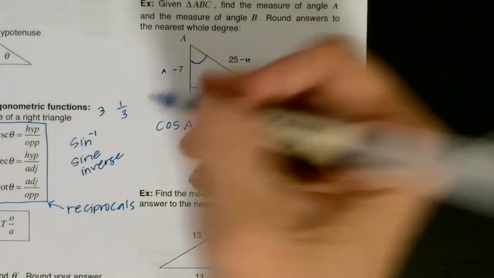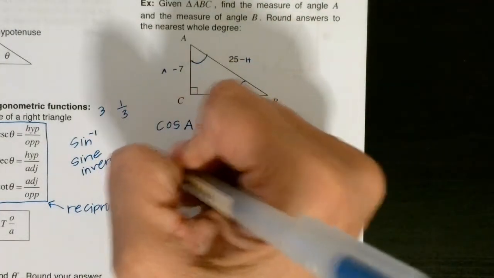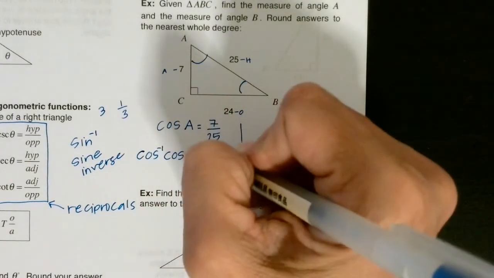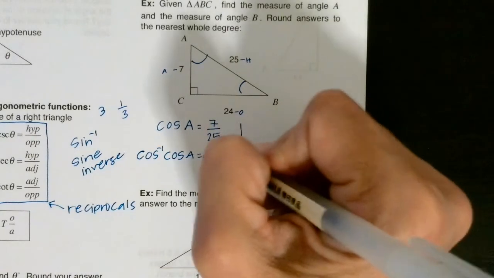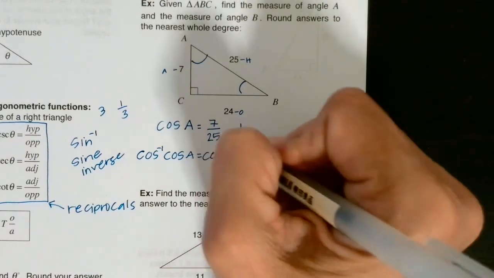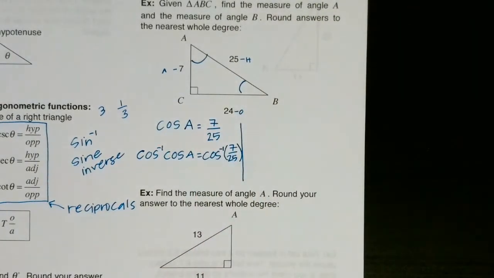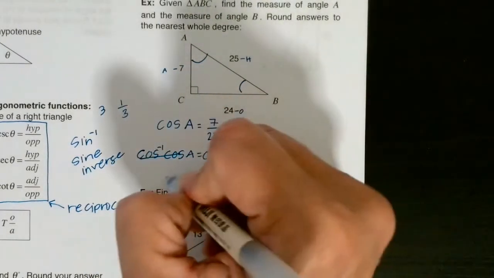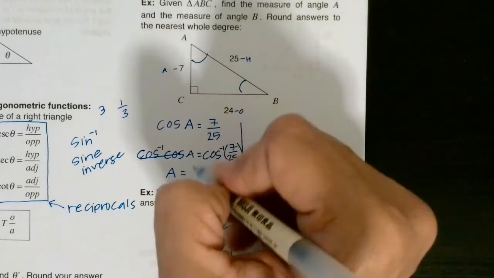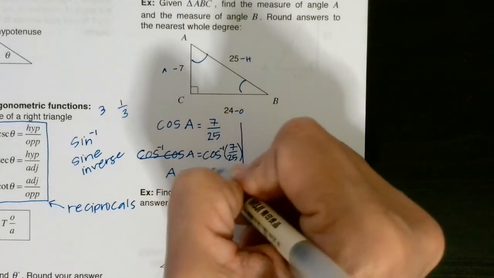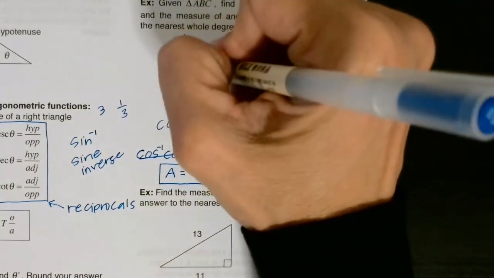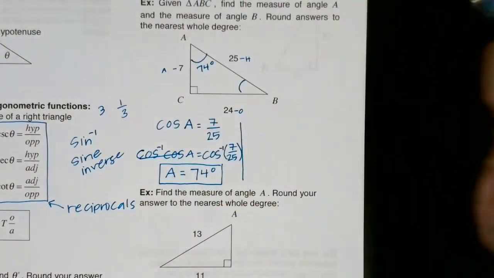So what are we going to do? How do we undo the cosine that's in front? We take the cosine inverse. And what we do to one side, we do to the other. So we're going to plug that into our calculator, round our answer to the nearest whole degree. Those cancel out, and A is equal to 74 degrees. So this angle right here is 74 degrees.